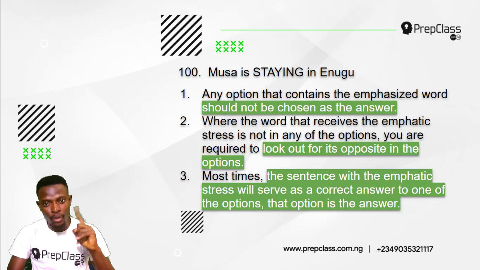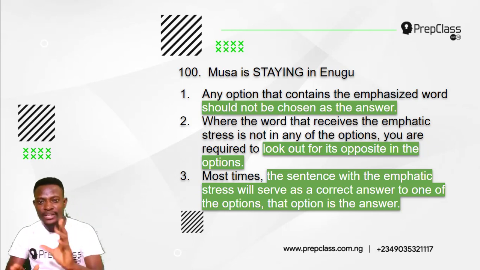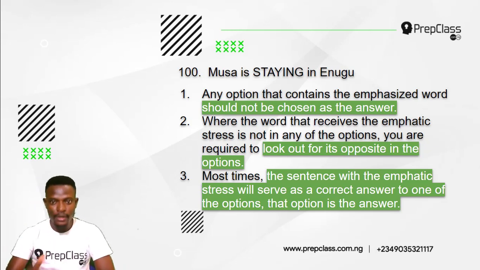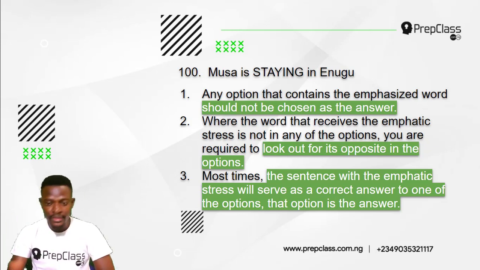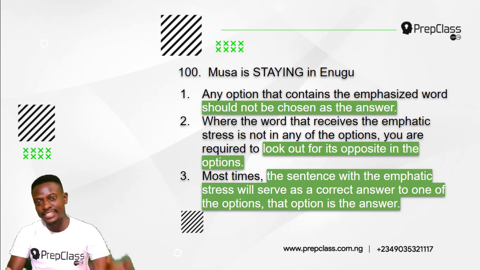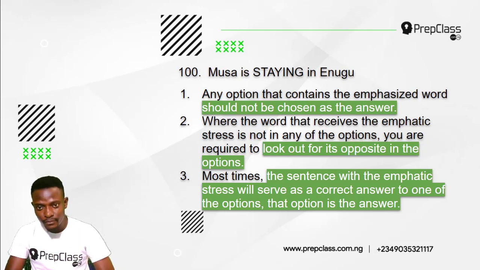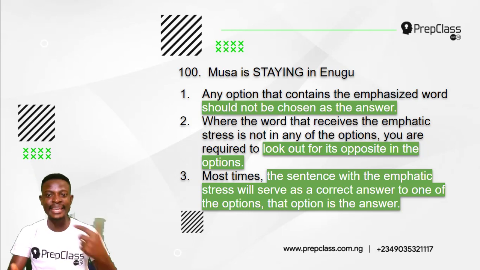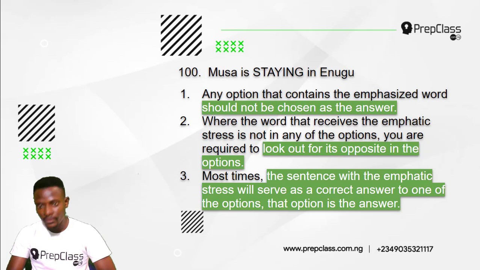Now, rule number 1. Any option that contains the emphasized word should not be chosen as the answer. So, any option that contains staying should not be chosen as the answer. Rule number 2. Where the word that receives the emphatic stress is not in any of the options, you are required to look out for its opposite in the options. So if there's any option that does not contain staying, we have to look out for the opposite of staying in that option.